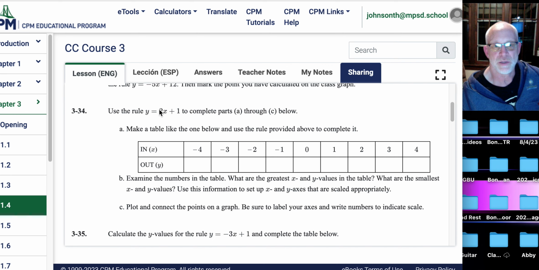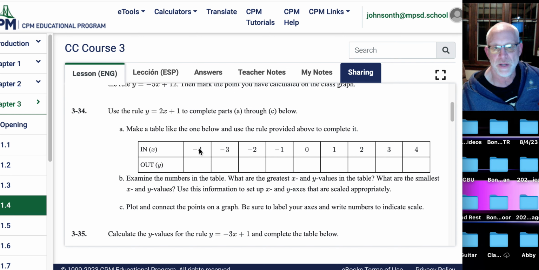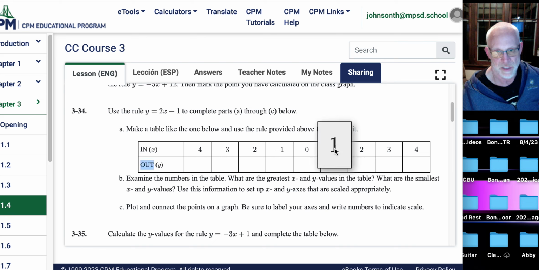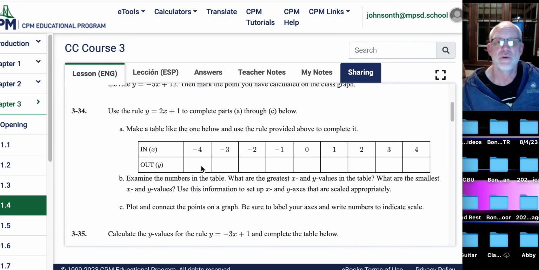334. This is the rule. We take your number, we double it, we add 1. Take all these numbers, double them, and add 1. And then put those answers in the box. After you get that table filled out, you graph that.